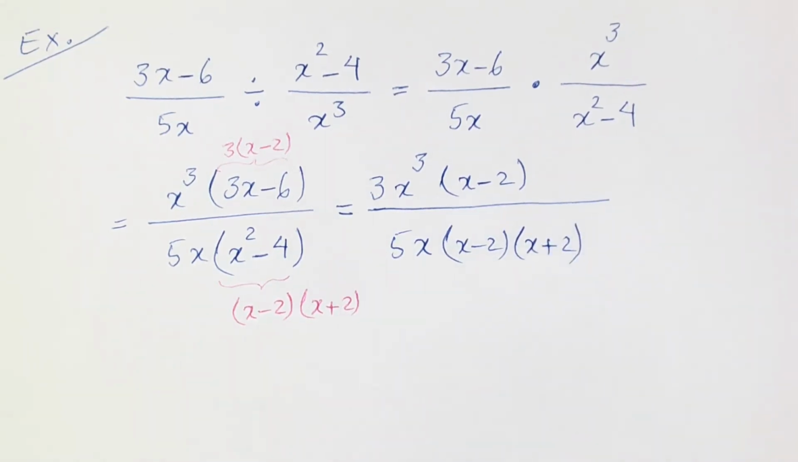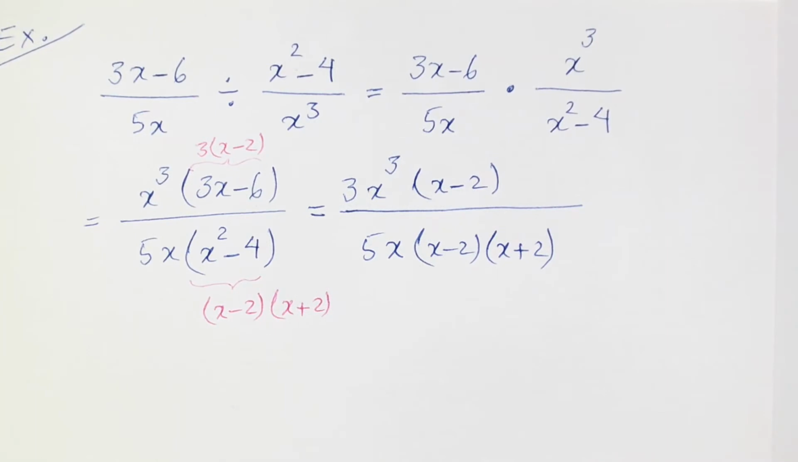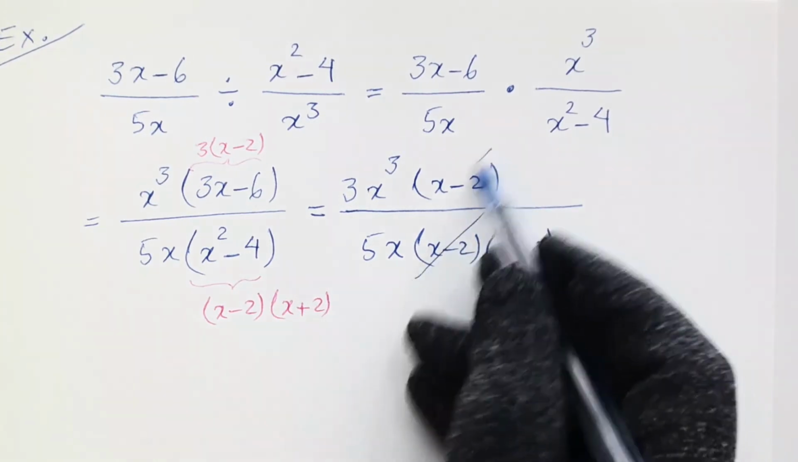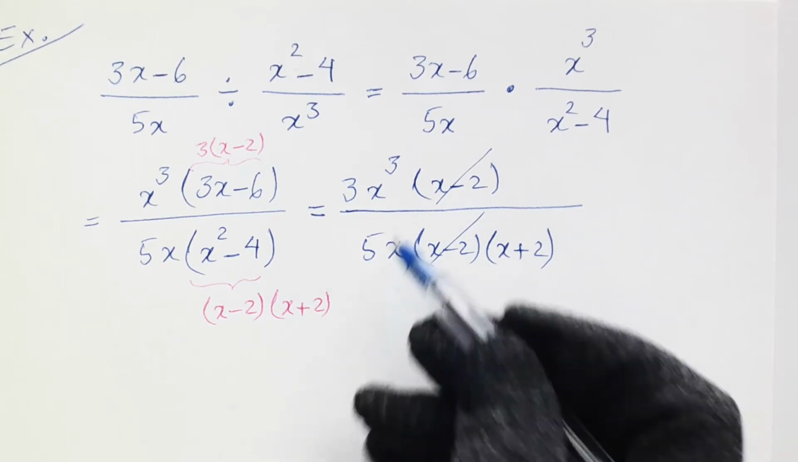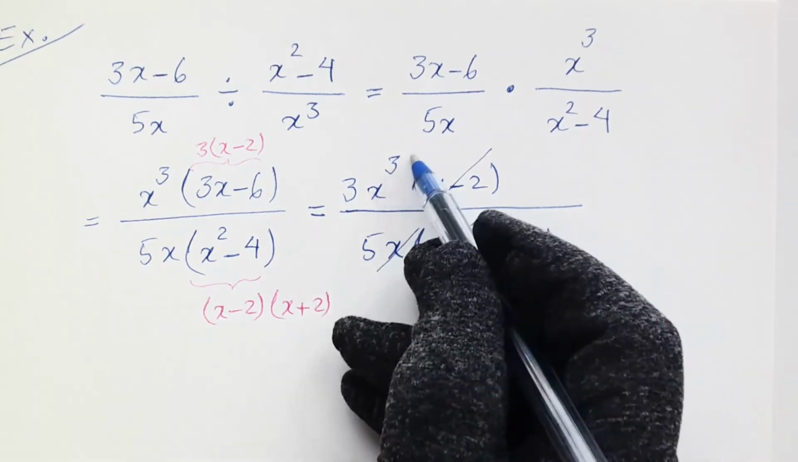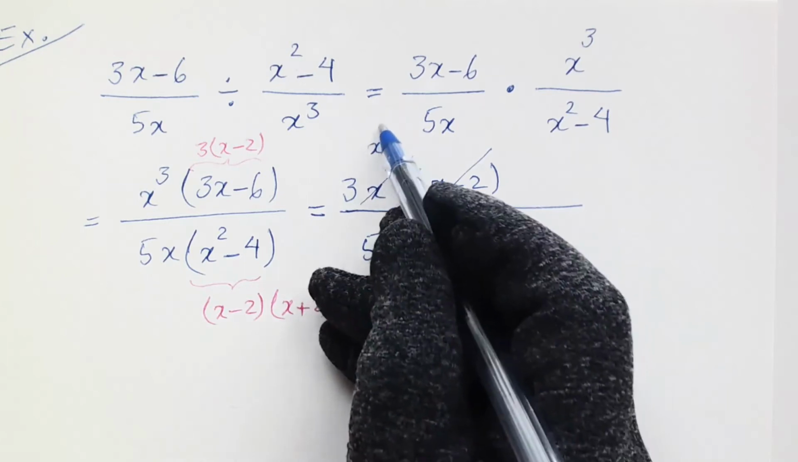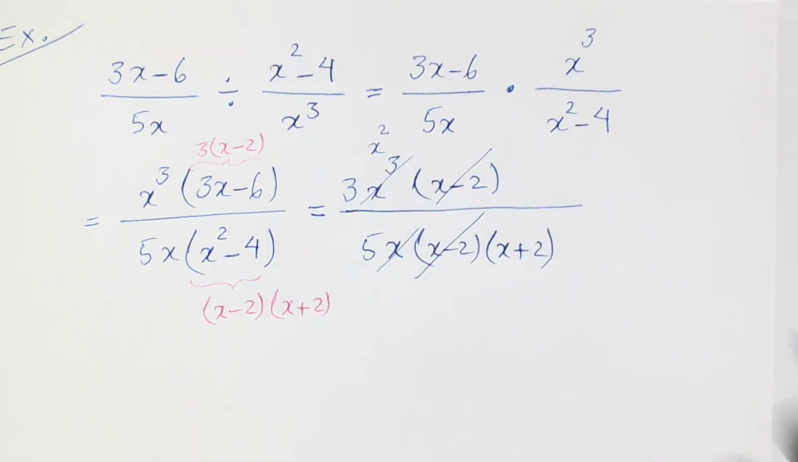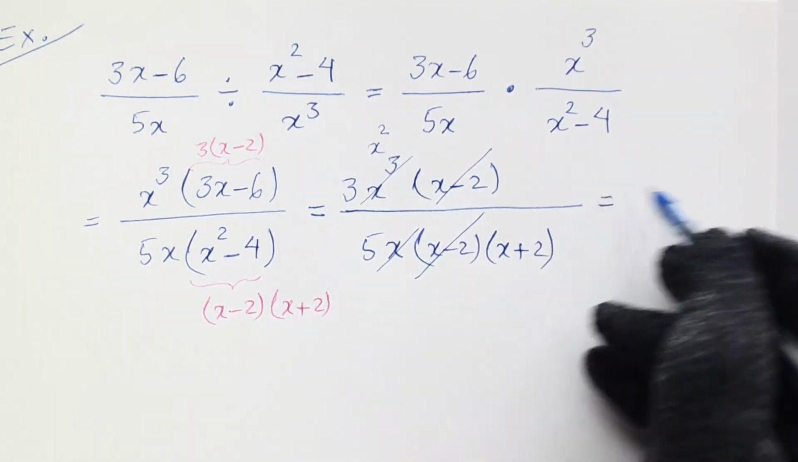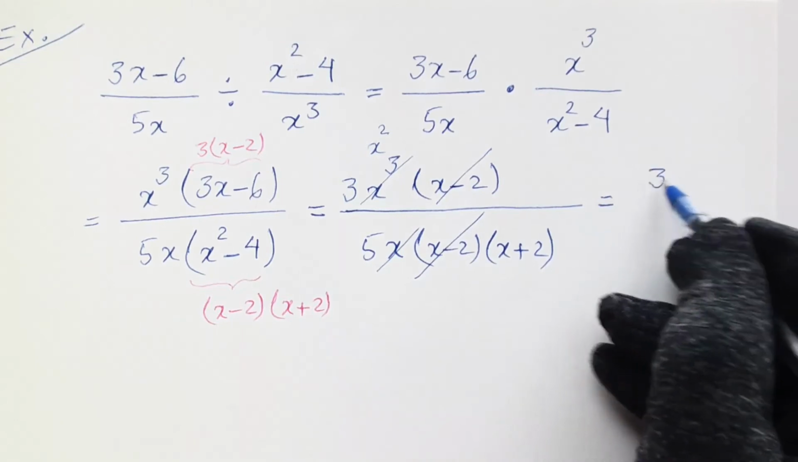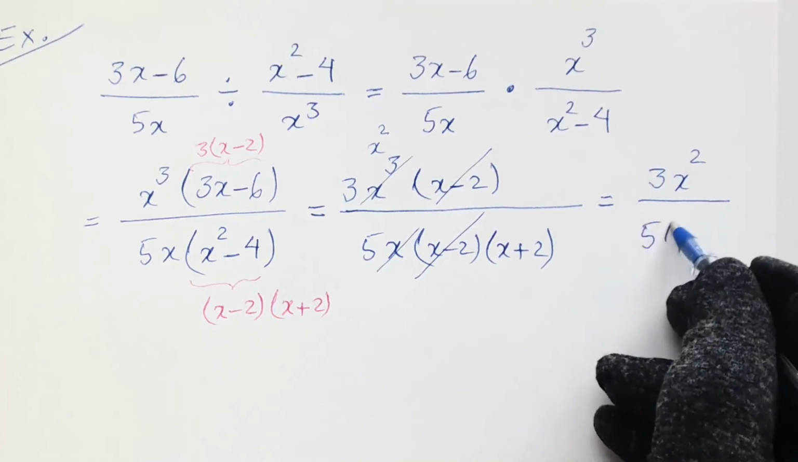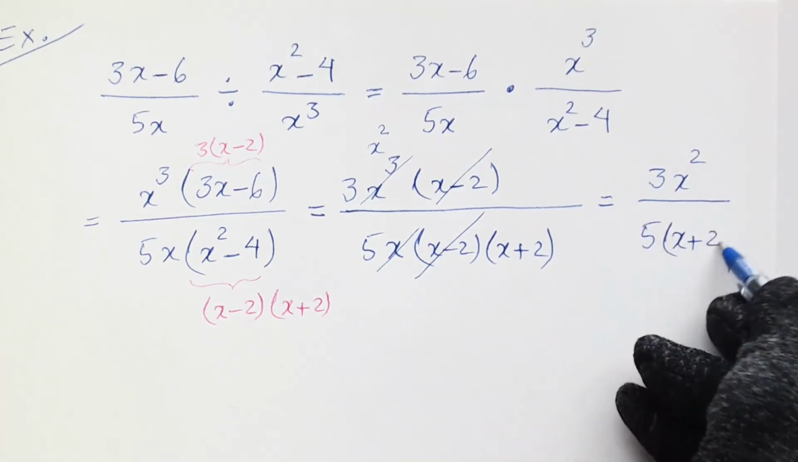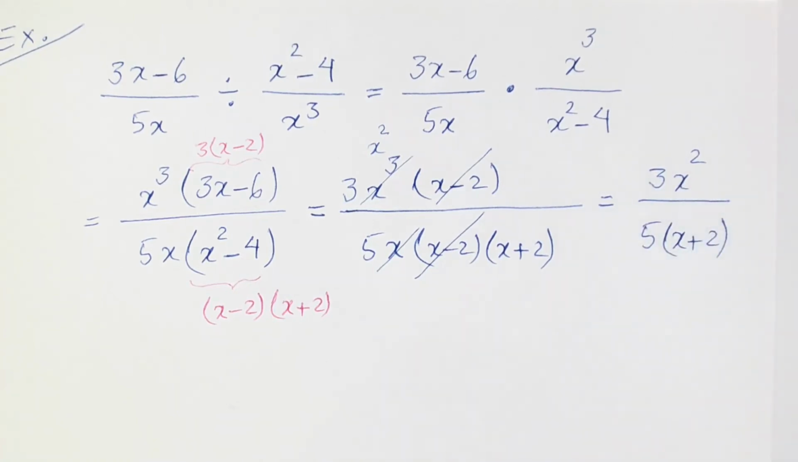The last step is simplifying. I can cancel x minus 2. There are factors on the top and denominator. This x with one of these x's. So I have x squared here. The final answer would be 3x squared over 5 times x plus 2. You see, we cannot write it simpler than this one.